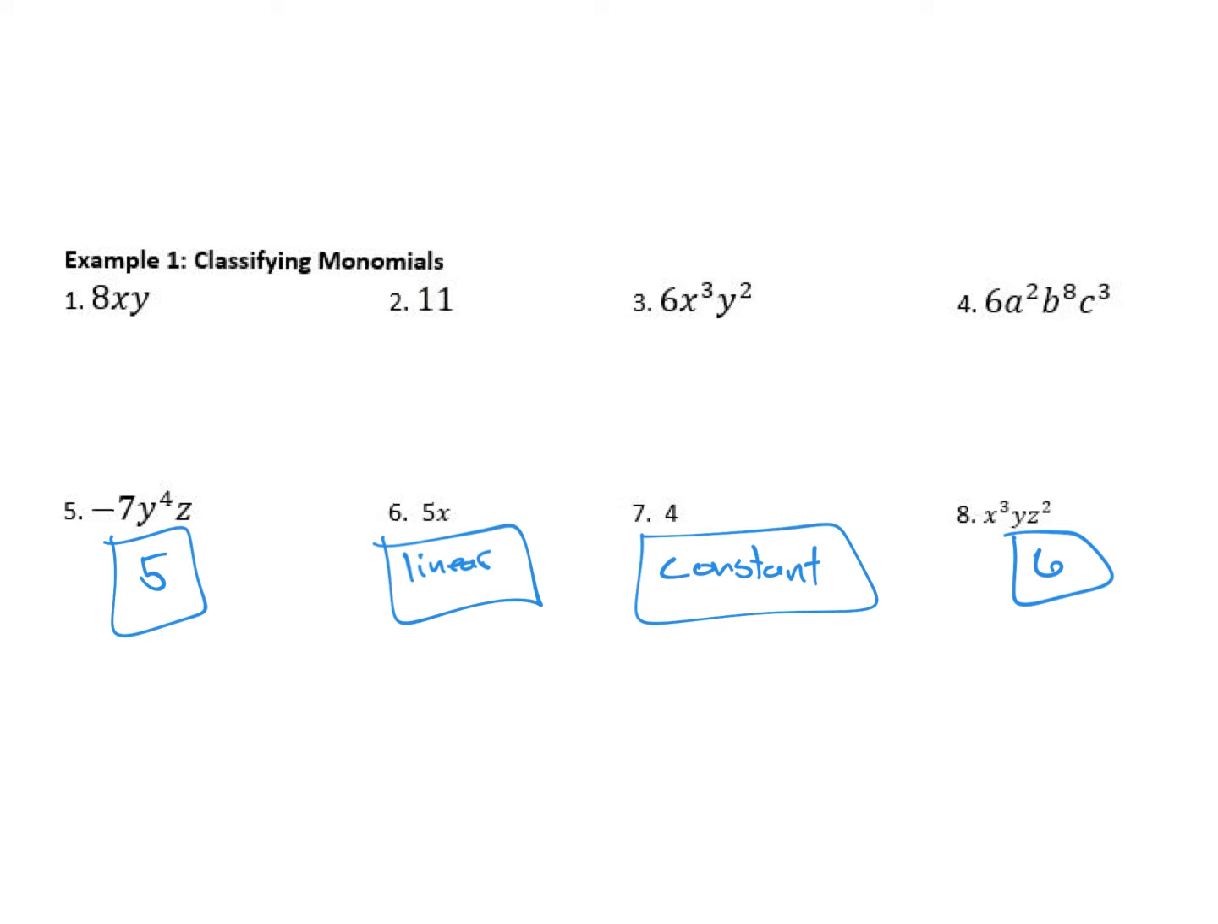Okay. Hopefully that's what we came up with here. We got that first degree, but because for 6, we got that to the first degree, because there's only one variable, we can call that linear. 4, again, is going to be a lot like constant. And the last one there, 3 plus 1 plus 2 is 6, so degree of 6.